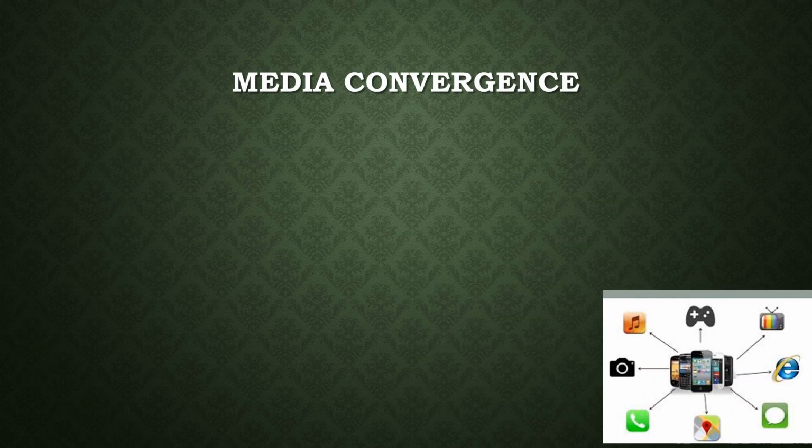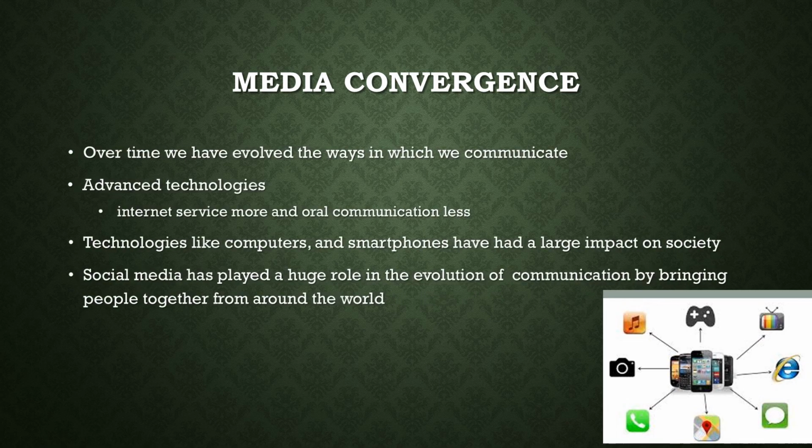Media convergence. Over time, we as humans have evolved the ways in which we communicate. In today's society, we are using advanced technologies like the internet and services more, and oral communication less. This is affecting our ways of communication in massive ways and has sparked many debates whether this is progress or regress for society. Technologies like computers and smartphones have had a large impact on society. Social media has played a huge role in the evolution of communication by bringing people together from around the world.